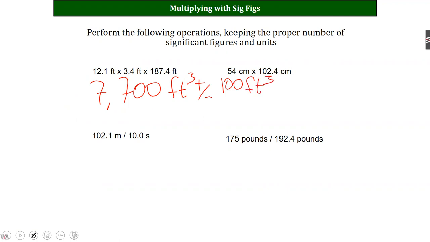But if you don't want to write plus or minus 100 feet cubed, this is where scientific notation is your friend, right? 7.7 times 10 to the 3 feet cubed. Right, and that carries with it that implicit assumption that you're plus or minus 100. Your plus or minus one in that digit of the second seven.